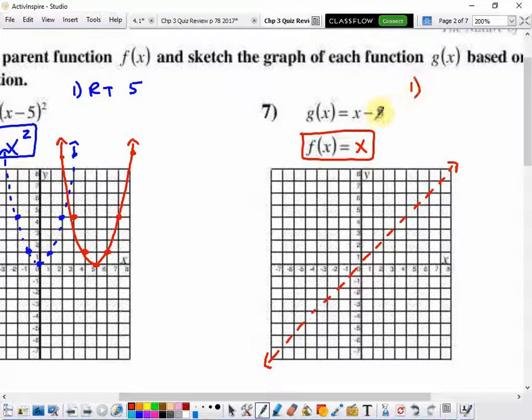And the transformation that takes place is outside the function, so that will move down 5. So I'm going to shift that graph. I'll use the y-intercept down 5 units. It's got a slope of 1. So that's my final graph for number 7.